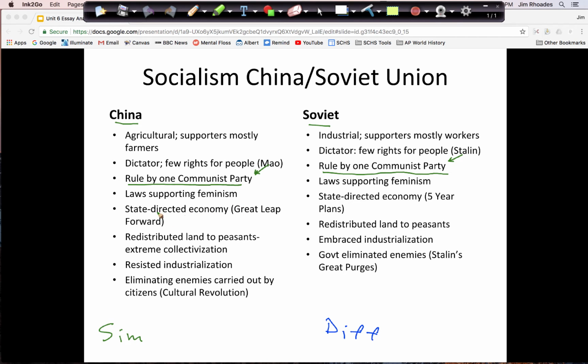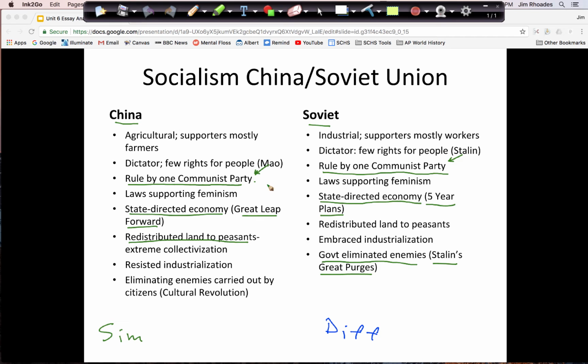I've got this idea of a state-directed economy here, and also in the Soviet Union. For China, the evidence of that is the Great Leap Forward, China's effort to industrialize their economy. And the good evidence for the Soviet Union would be the 5-year plans, telling factories and farms how much to produce. I also know that in China, the government redistributed land to the peasants, which I think is an example of government control. And Stalin's government eliminated their enemies with the Great Purges.